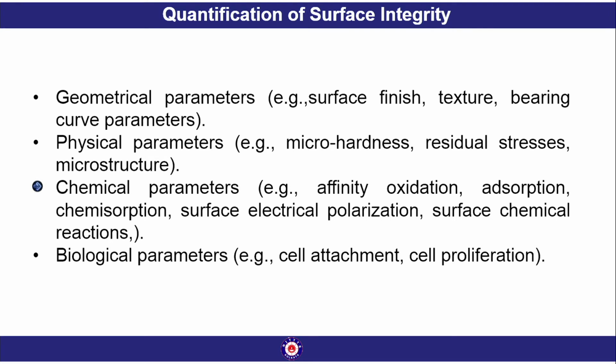Chemical parameters include affinity, oxidation, adsorptions, chemisorptions, surface electrical polarizations and surface chemical reactions. Biological parameters include cell attachment and cell proliferations.